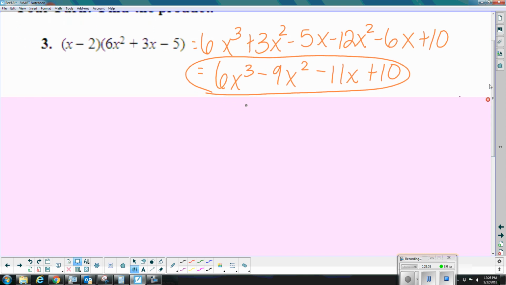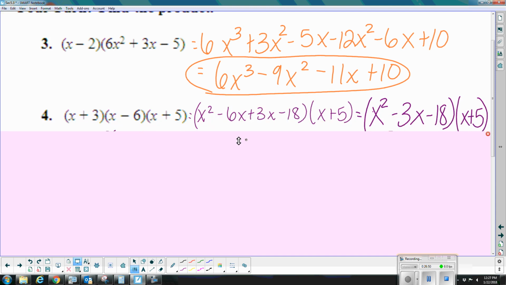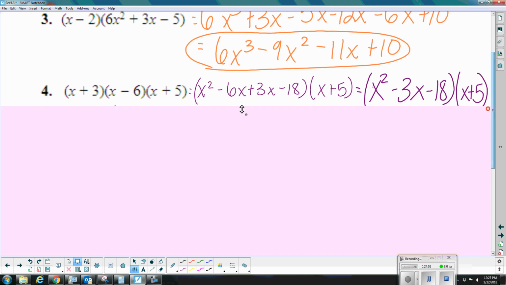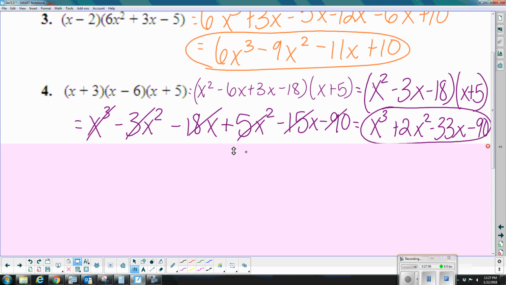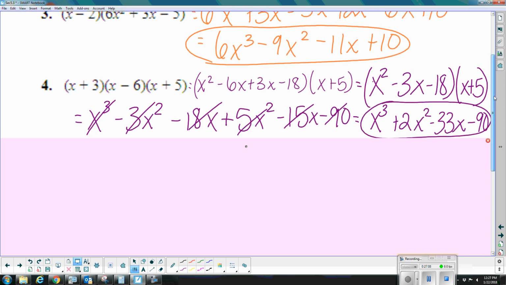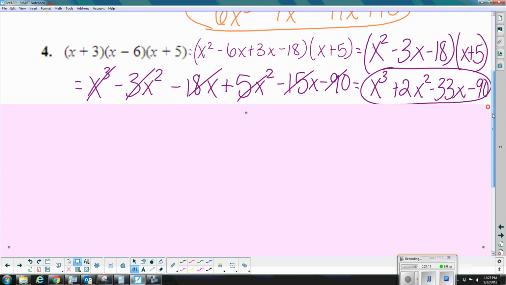For the next one, you're multiplying 3 binomials. So again, it doesn't matter which ones you multiply first, but the product of 2 binomials times the third binomial. So the product of the two binomials, I multiply the first 2 together to get x squared minus 3x minus 18. Again, don't forget to add like terms. So the product of the first 2 times the third one. And then again, make sure that you simplify by adding all like terms.